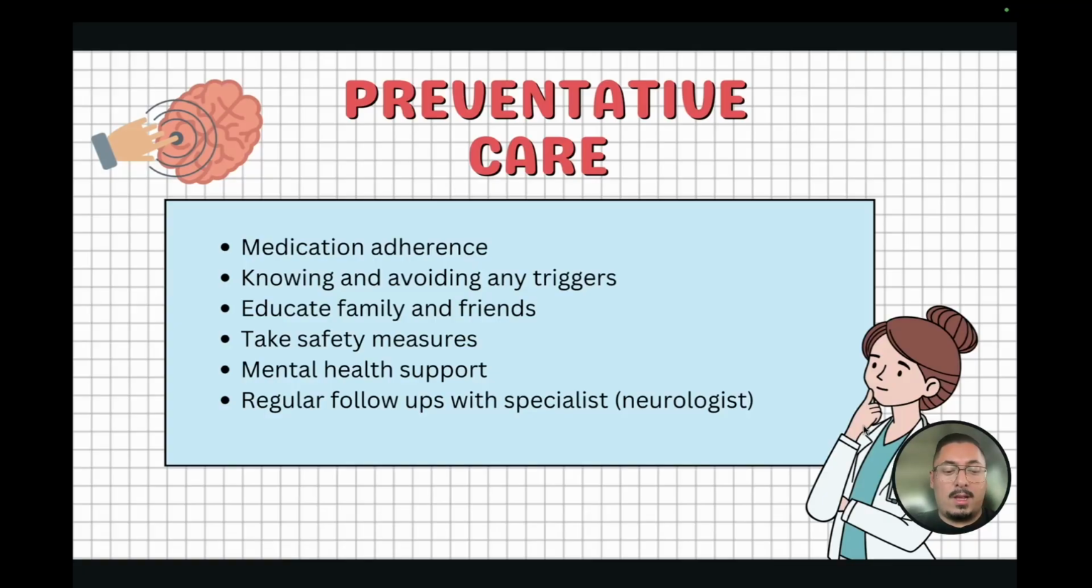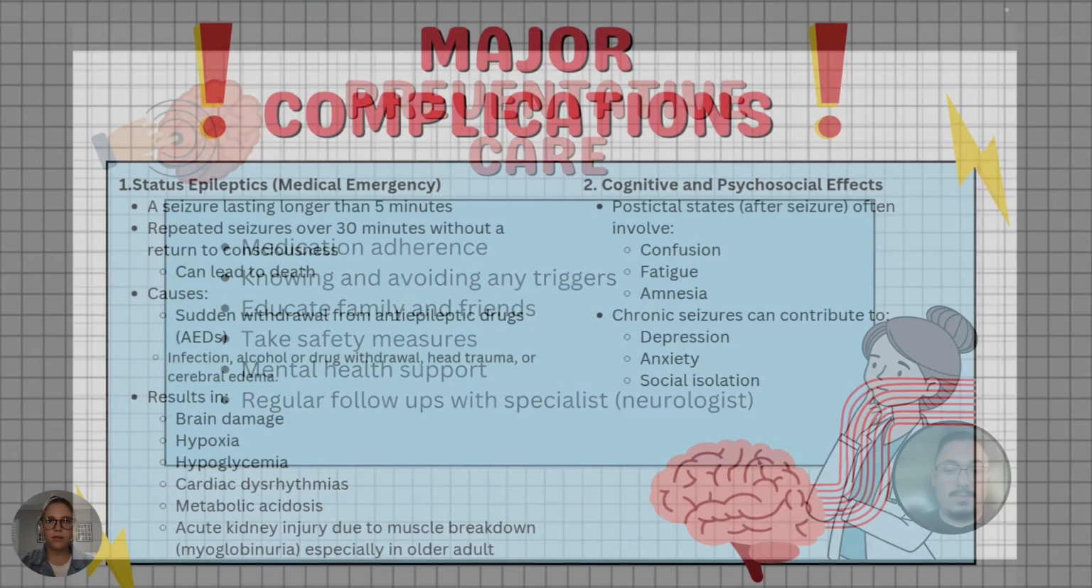Educating family and friends on seizure first aid ensures support in emergencies, and safety measures like avoiding unsupervised swimming or driving restrictions may be needed. It is also crucial to support mental health as anxiety and depression can increase seizure risk. And finally, schedule regular follow-ups with your neurologist to adjust treatment plans and monitor for side effects.